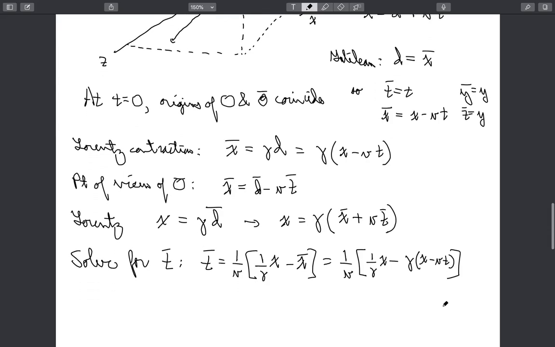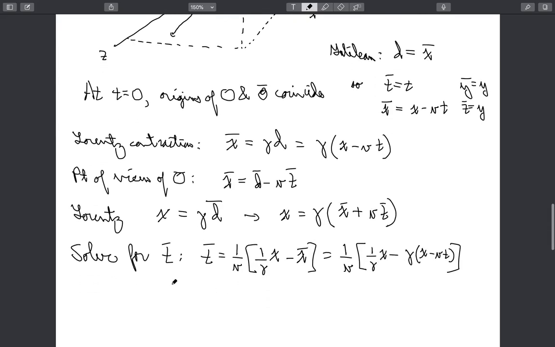Now I can extract the factor of gamma, so gamma over v with now 1 over gamma squared x minus x plus vt. And 1 over gamma squared is just 1 minus v squared over c squared. So you see that simplifies things because the x disappears. Immediately that leaves me just gamma times t minus v over c squared x, because there's 1 over v here.